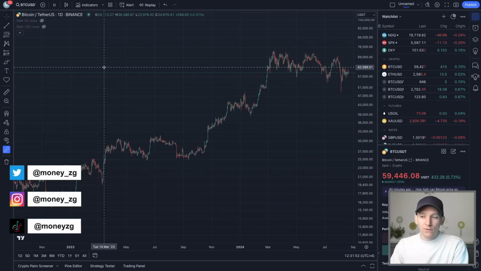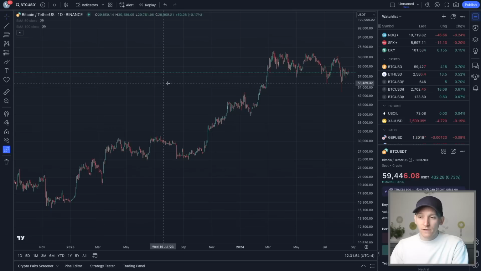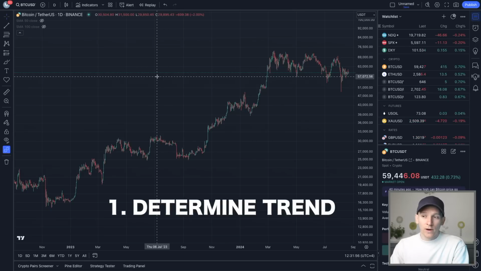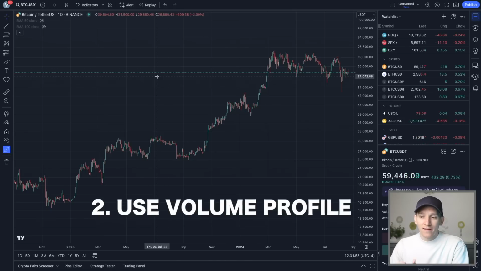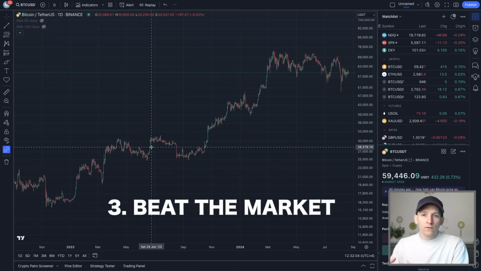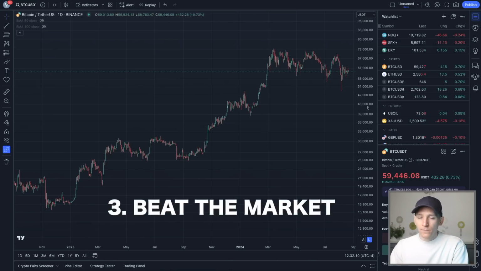In this video, we'll use the volume profile indicator to get better entries for our trades. This is a really simple trading strategy. Firstly, we're going to determine the trend. Are we in an uptrend or a downtrend? Secondly, we're going to use the volume profile indicator to show us where most of the trade is. And then thirdly, we're going to use that to place our trades in a better area than the majority of traders. I'll go through that in this video, timestamps down below.